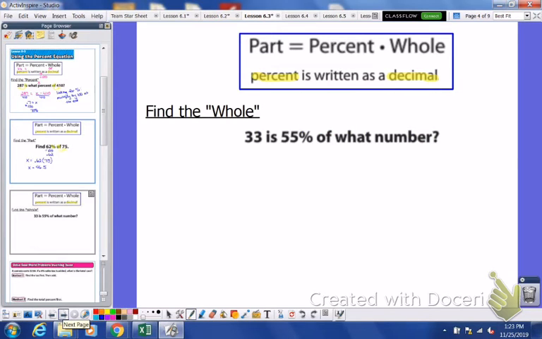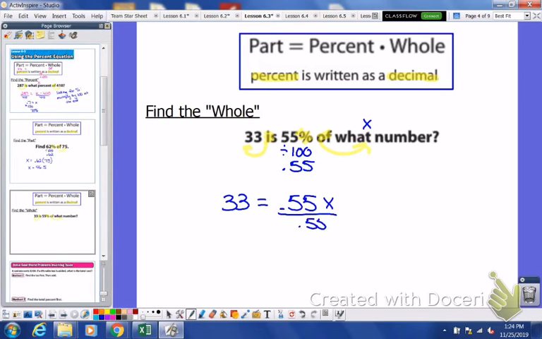Finding the whole, 33 is 55% of what number? So our part is 33. We have our percent and our of, what number? That tells us that's our variable. Divide our percent by 100. We get 0.55. Now substituting into our equation, part equals percent times whole. So 33 equals 0.55 times x. And just like we did earlier, we're going to divide by that number with the variable. Divide both sides by 55 hundredths. And 33 divided by 0.55 gives us that our whole was 60.